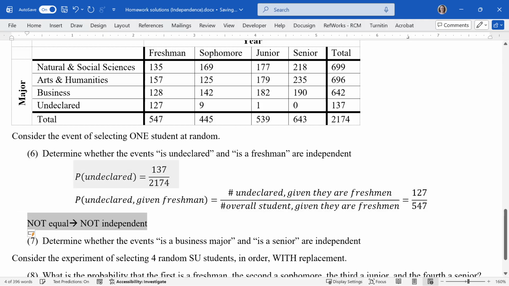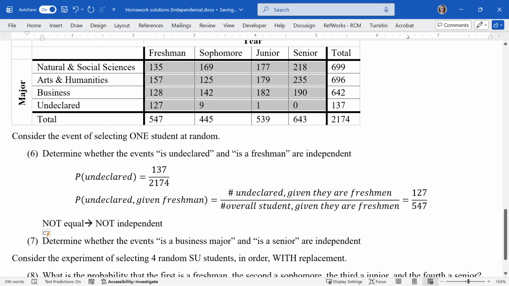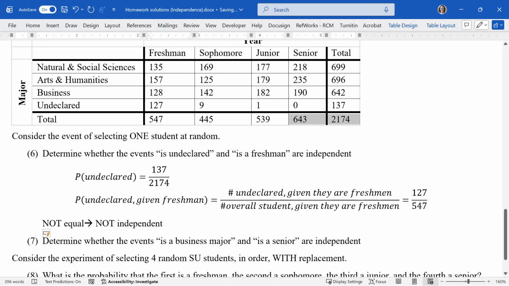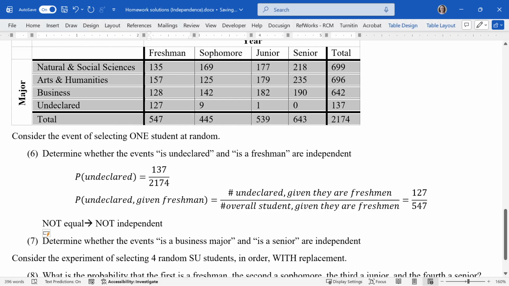All right, number 7. Determine whether the events is a business major and is a senior are independent. I'm guessing there's probably nothing independent in this table because people are not like decks of cards where everything is distributed evenly. So there's probably nothing independent, but it could be close to independent. It's possible that they're close to independent.